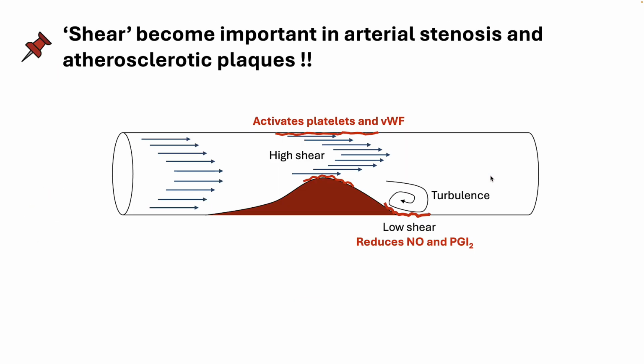Shear stress becomes very important in arterial stenosis and atherosclerotic plaques. So you can see that in the area of plaques, you have a high shear rate because of increased blood flow velocity, which activates your platelets and von Willebrand factor. There's turbulence behind the area of the clot, which results in low shear forces and oscillatory shear. This reduces your nitric oxide and prostaglandin I2 in this area.